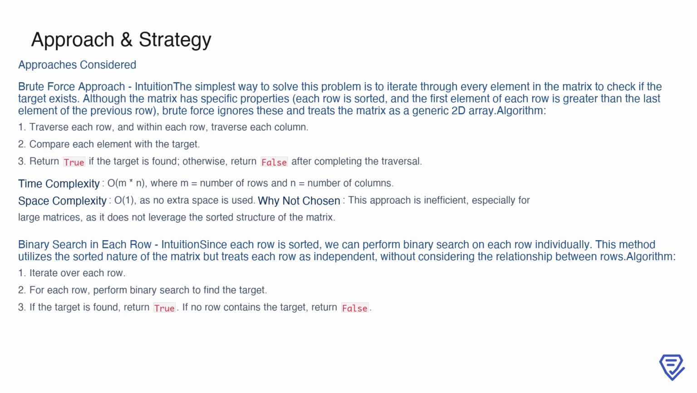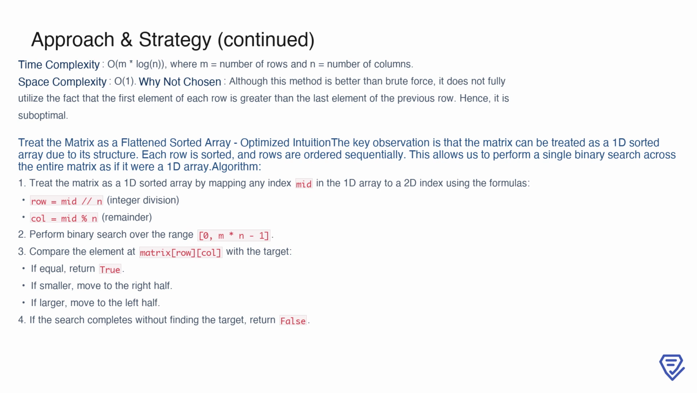Despite its simplicity, this approach is not optimal for large matrices because it fails to take advantage of the matrix's sorted structure. A more efficient strategy is to perform binary search in each row. Since each row is sorted, we can take advantage of this property by applying binary search individually on every row. This significantly reduces the number of comparisons within each row.